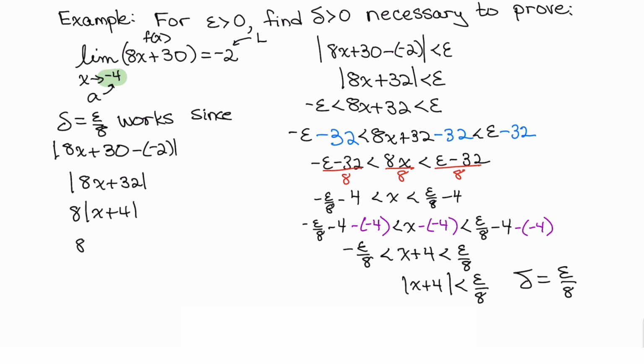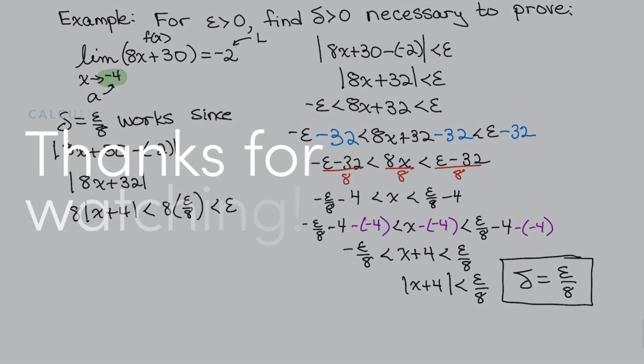So I have 8 times the absolute value of x plus 4, which is less than 8 times epsilon over 8, which is equal to epsilon. And we get our original absolute value of f of x minus L is less than epsilon when we have our delta chosen to be that epsilon over 8.